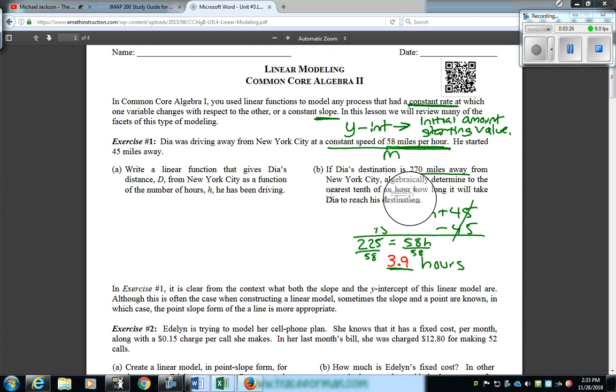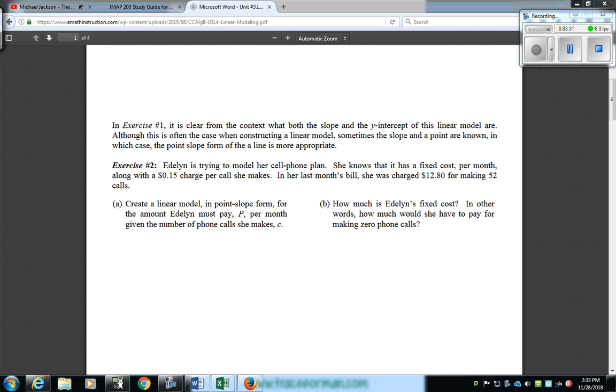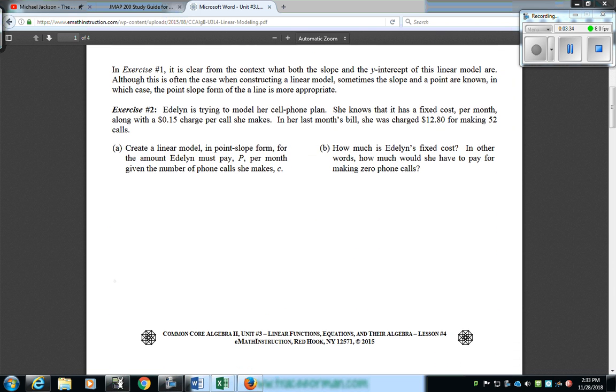Now we're going to do one based on point-slope. That would be exercise 2 below. And they talk about a cell phone plan. It says that she has a fixed cost per month, and she gets charged 15 cents per call. So I know right now that 15 cents per call, that's what's changing each time, so that's going to be our slope. And it says in her last month's bill, she was charged $12.80 for 52 calls. So we got a charge amount, and we got an amount of calls that we're going to use for this question. And they want us to do a point-slope form model.